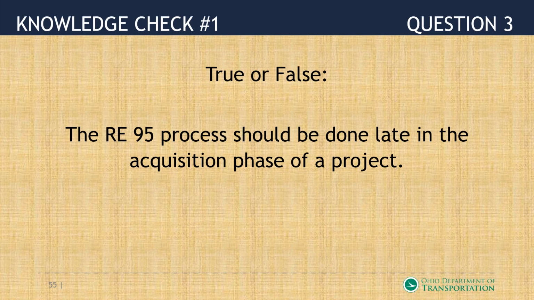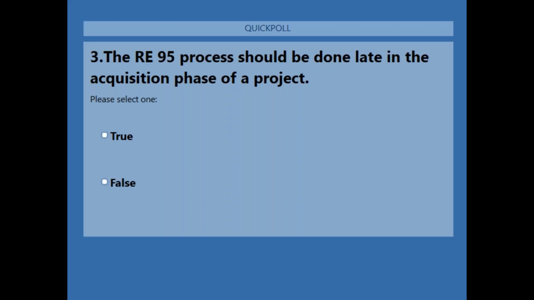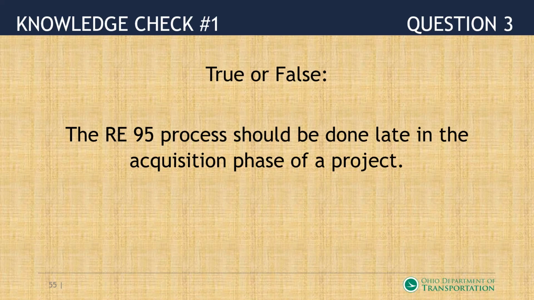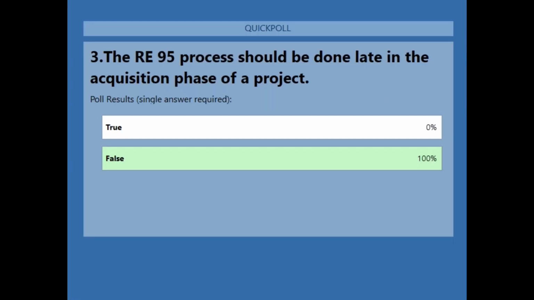It's also true or false. The Re95 process should be done late in the acquisition phase of a project. True or false? And there's a question that came into the question pod. Wouldn't the Re95 only be for tenant-owned improvements? So no, we need to identify if there are any improvements. I think the key is to not assume anything. So if there are any improvements in the take area, we recommend to fill out an Re95. Hope that answers your question.